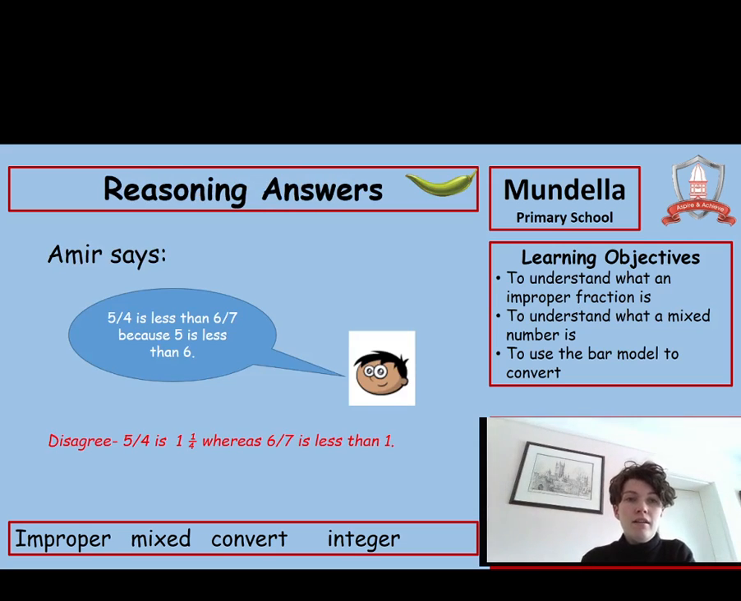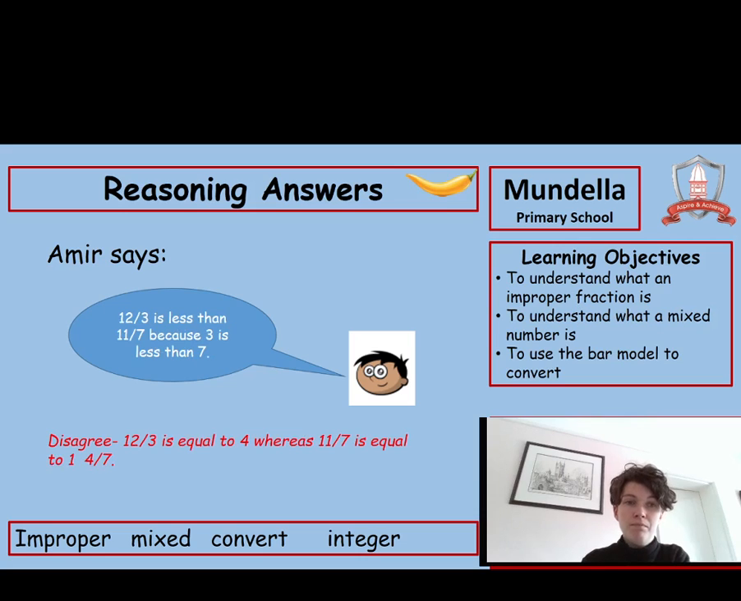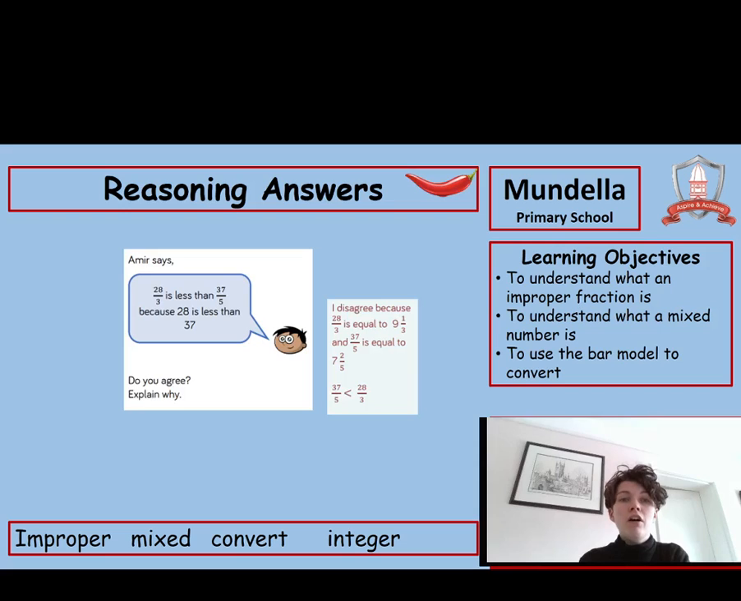Okay, your answers. So for green chili pepper challenge, I disagree because 5 quarters is the same as 1 1/4, whereas 6/7 is less than 1. Yellow, your answer is up on the screen. 12/3 is equal to 4, whereas 11/7 is equal to 1 4/7. And then red, you also disagree with Amir because 28/3 is equal to 9 1/3 and 37/5 is equal to 7 2/5. Okay, pause the video now to mark your work.